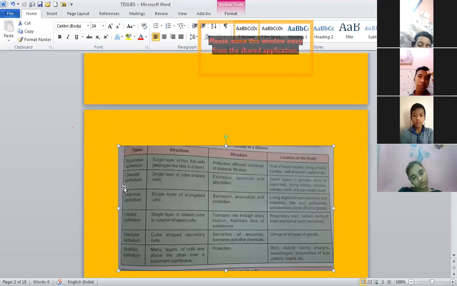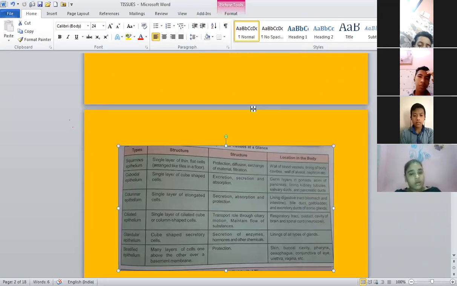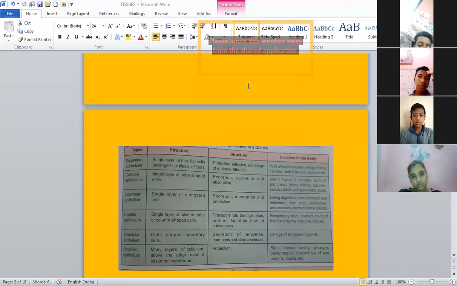Then cuboidal, the diagram which you have seen, cube-like in shape, single layer of cube-shaped cells. Their structure is like that of cubes, and their function is excretion, secretion, and absorption. And their location, where are they found? Germ cells of gonads, that is sperms and eggs. Then lining of kidney tubules, salivary ducts, pancreatic ducts.